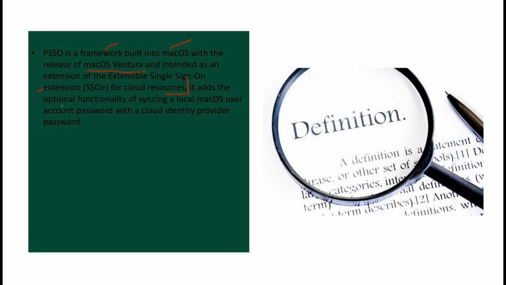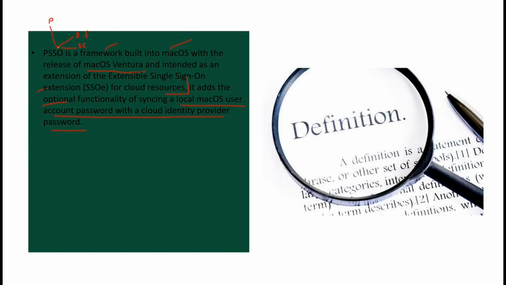Now what it does is it adds the optional functionality of syncing a local macOS user's account password with the cloud identity provider's password. What does this mean? Well, this sentence will make more sense in the next slide, where we will go through the flavors of PSSO. So think of it this way. PSSO has two flavors. One is password and the second is secure enclave. There is another flavor, that is smart card. I will not go into smart card in detail because it's not that widely used.